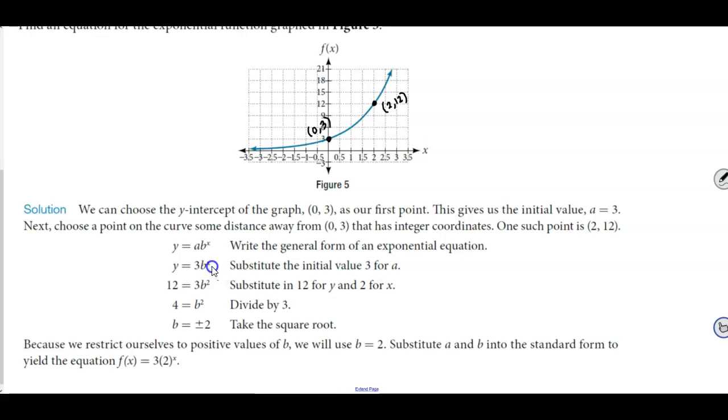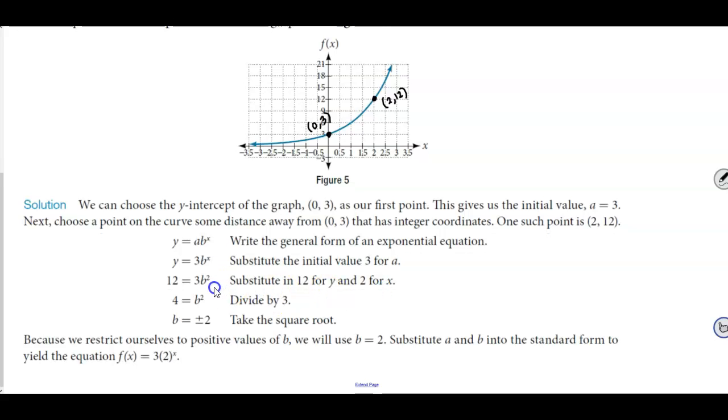Then what we still have left is an x and a y, and that's where we use that second point, where x is 2 and y is 12. So we substitute in 12 for y and 2 for x. And now we're going to solve for b. We divide both sides by 3 to get 4, and then we take the square root of both sides. So b is going to equal plus or minus 2.